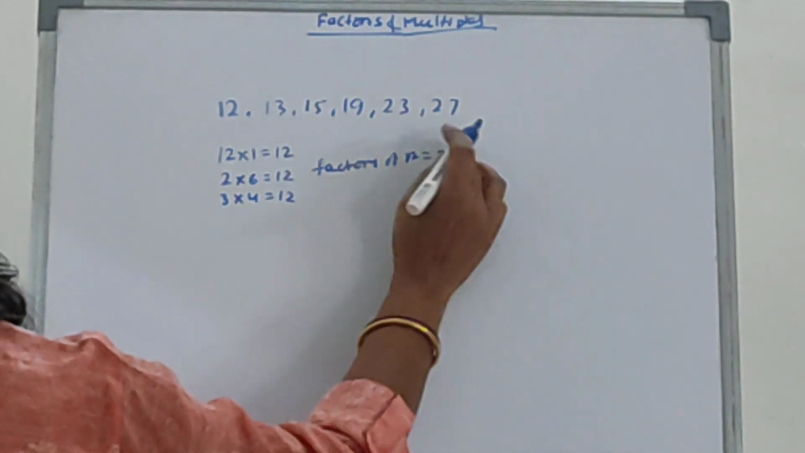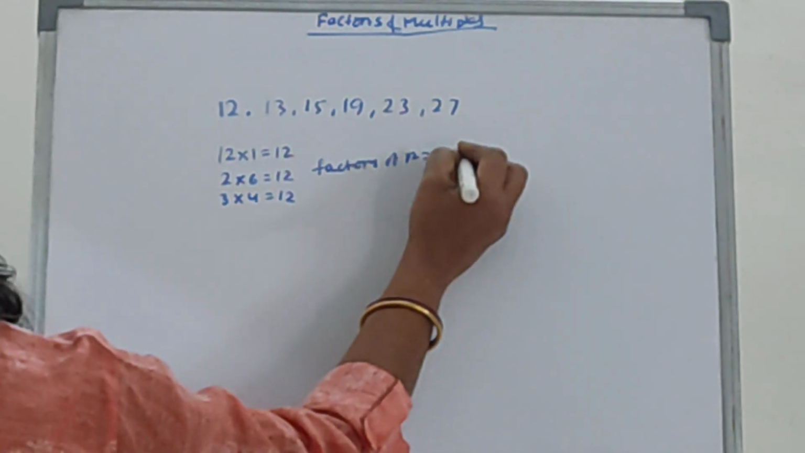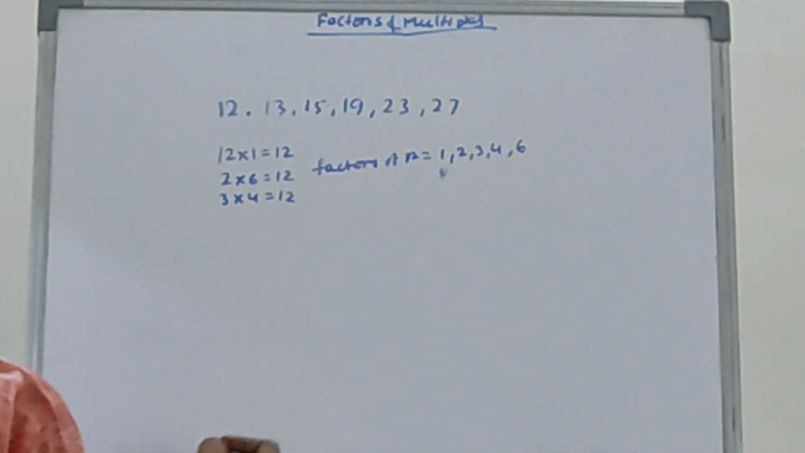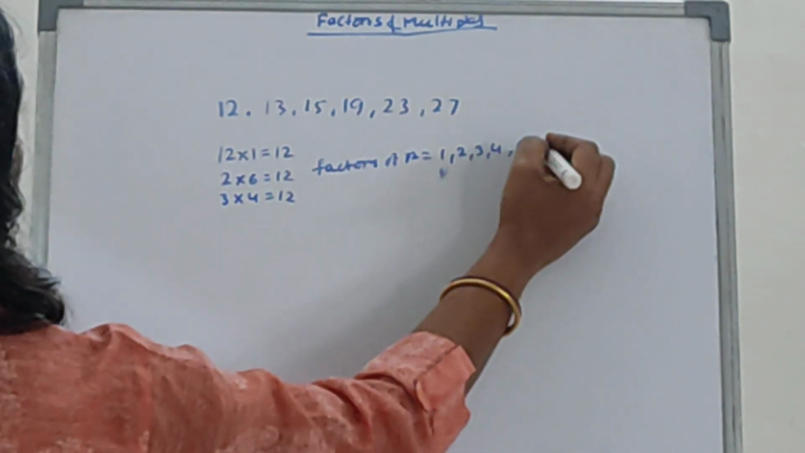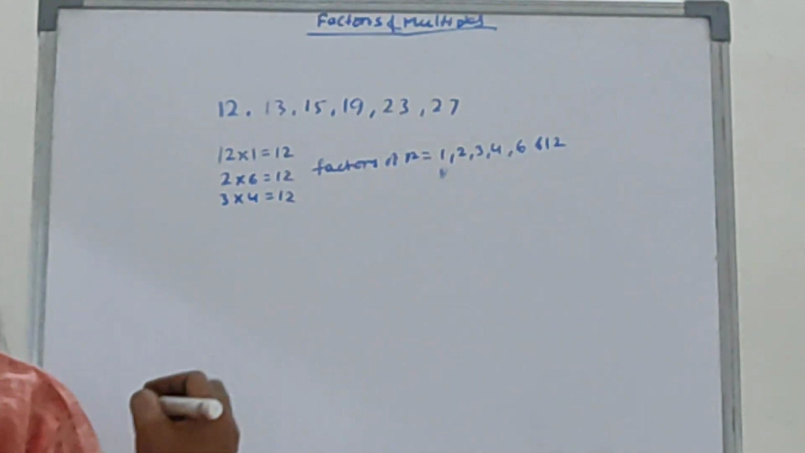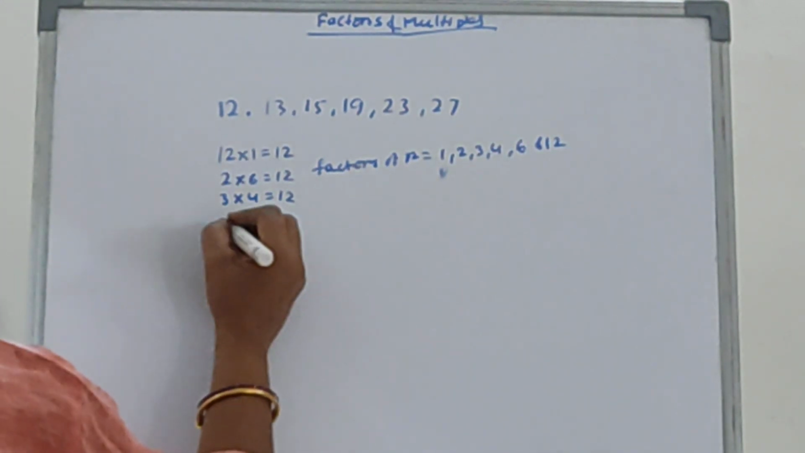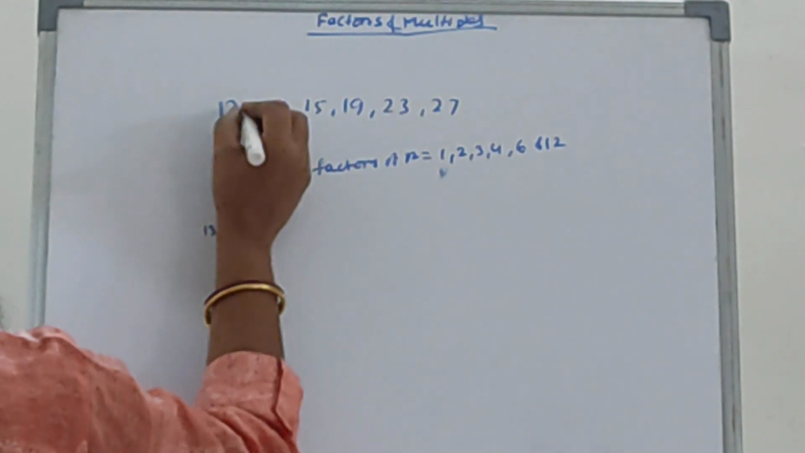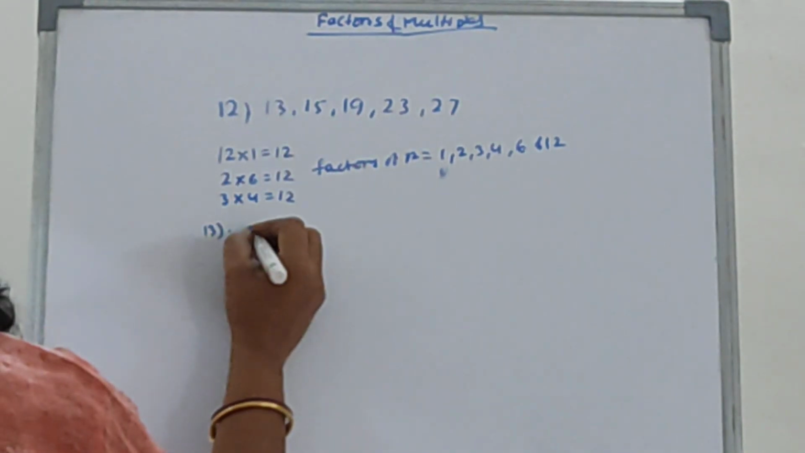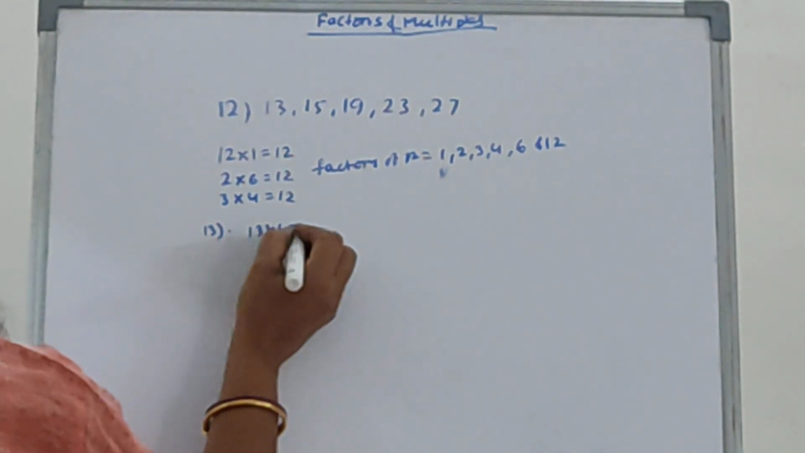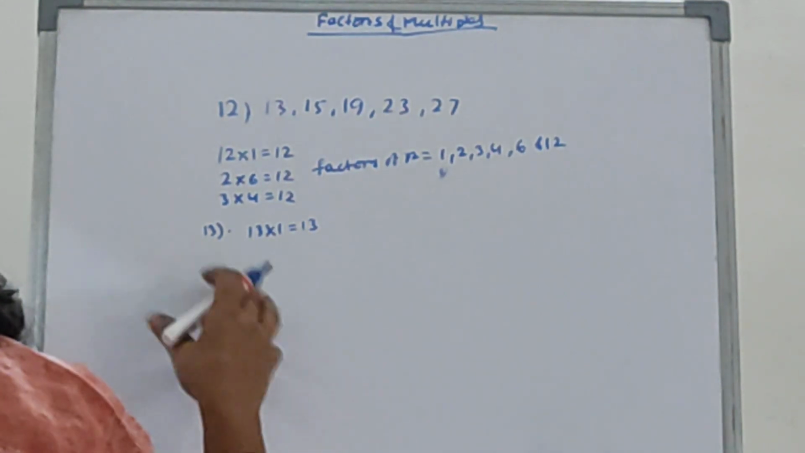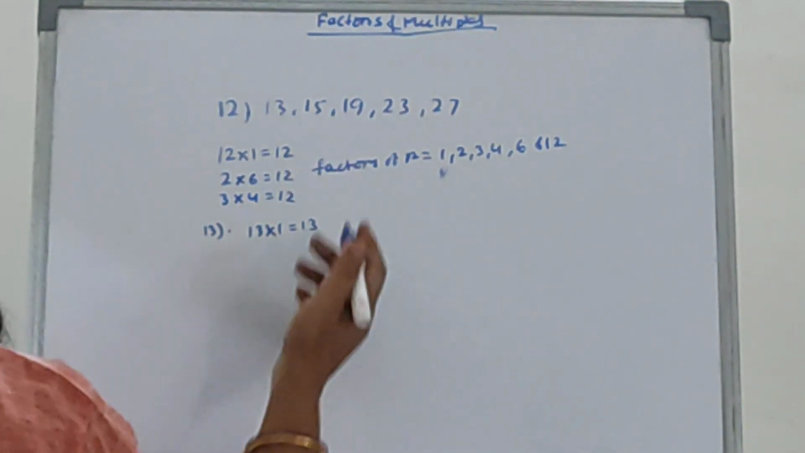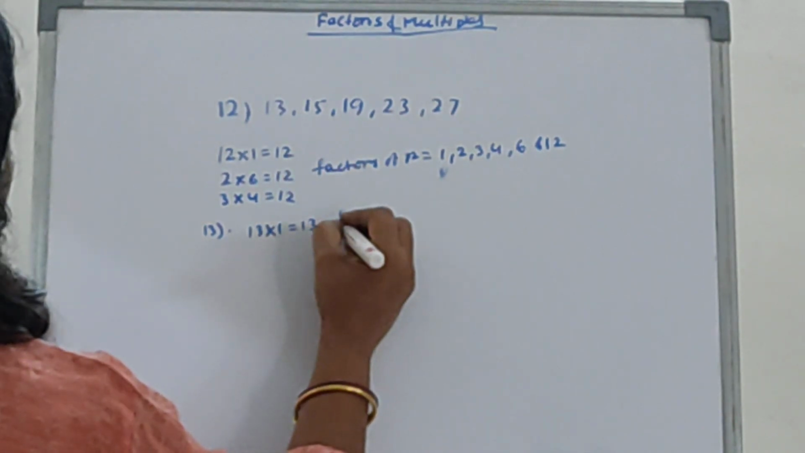It's 2. First what we will write? 1, 2, 3, 4, 6, and 12 itself. Now for 13. For 13, 1 times 13. And what? 2, 3, 4. Do you have any number? No.